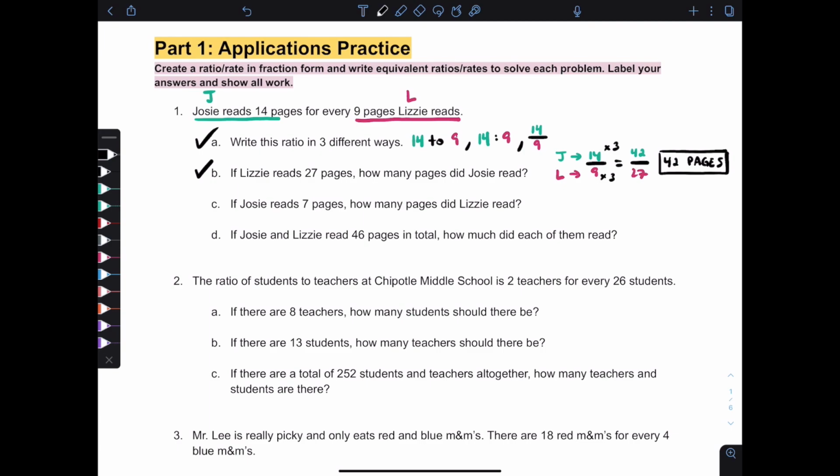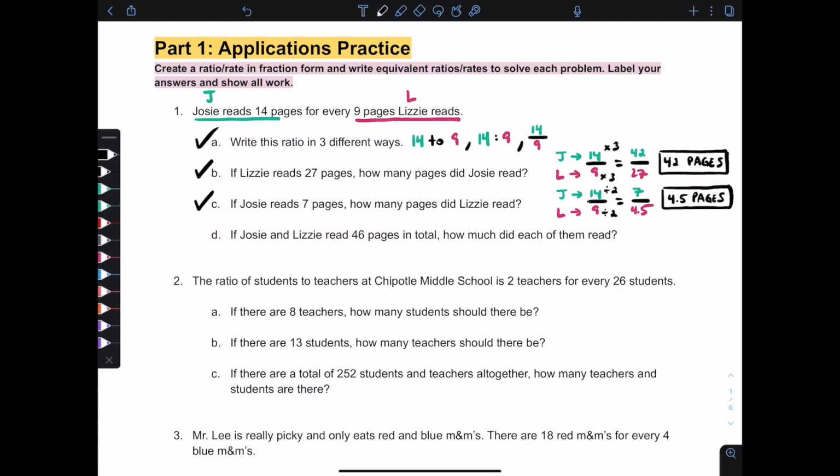For part C, we see if Josie reads 7 pages, how many pages did Lizzie read? I'm actually just going to copy this to save a little bit of time. So this is the original ratio, and if Josie read 7 pages, that's going to go on top because everything that Josie's reading is on top. And to get from 14 to 7, we'll divide by 2. So we have to divide 9 by 2. So if Josie were to read 7 pages, we'd expect Lizzie to read 4.5 pages. 4.5 or 4 and a half, either one's fine. Now part C is done.